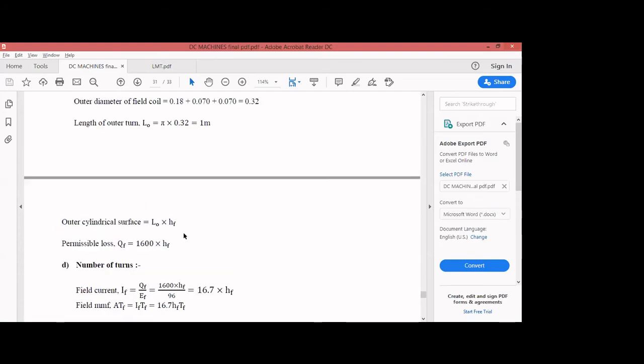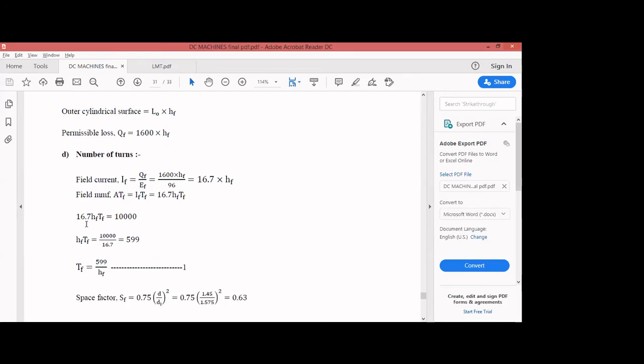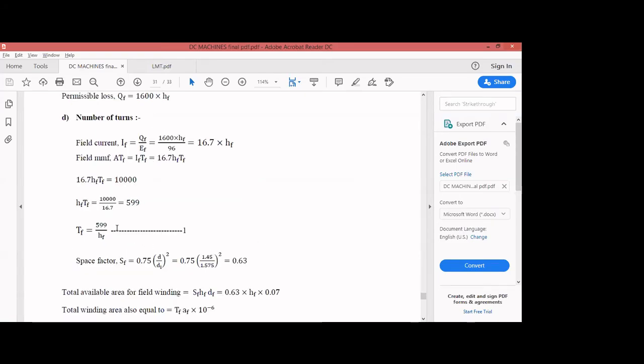Now let us calculate the number of turns, and finally we'll calculate what? We'll calculate QF. Field current IF is equal to QF by EF. How you got this formula? QF is nothing but what? IF square RF. From that you can get this formula. IF is equal to QF by EF. 1600, what is QF here? 1600 into HF by 96. So 16.7 into HF. Field MMF, ATF, substitute EF for IF. So 16.7 HF into TF. What is ATF? ATF is nothing but 10,000 amperes. So what is HFTF? HFTF is nothing but 599. So what is TF? 599 by HF.